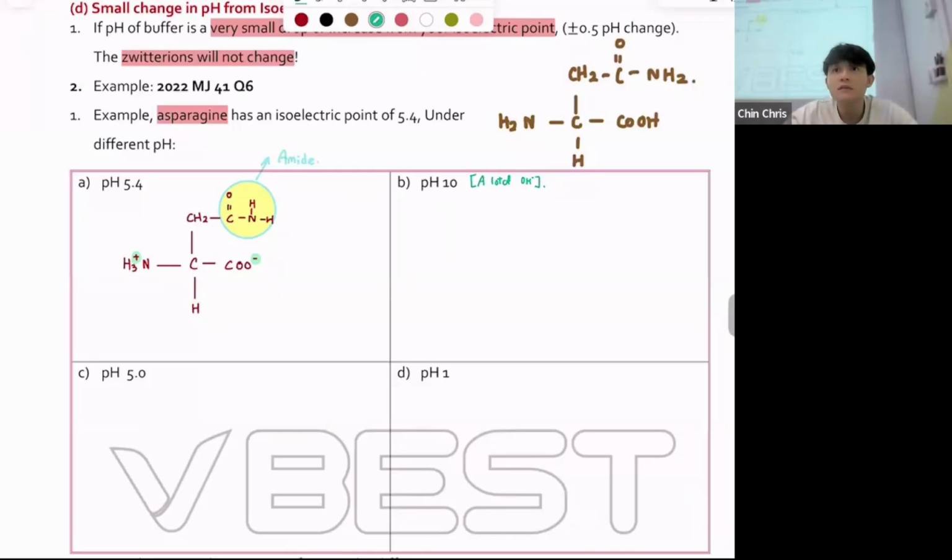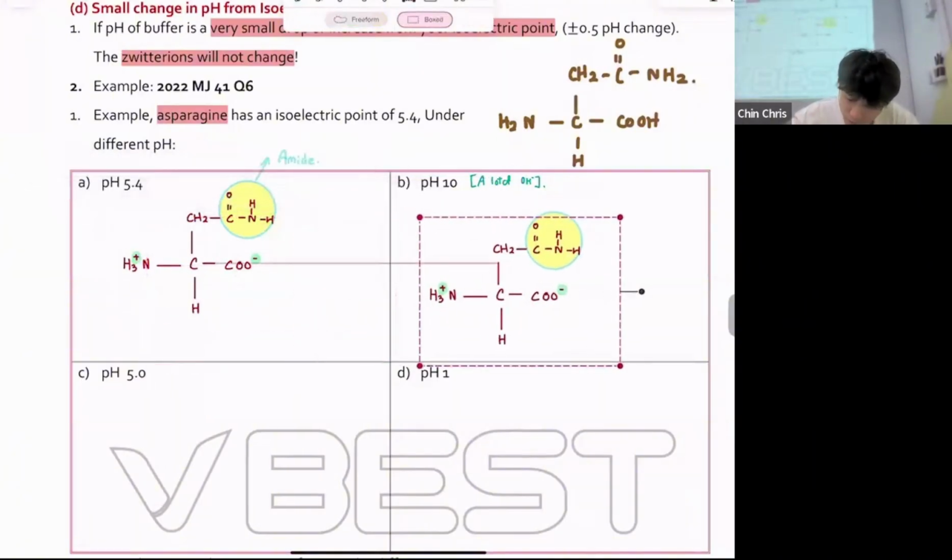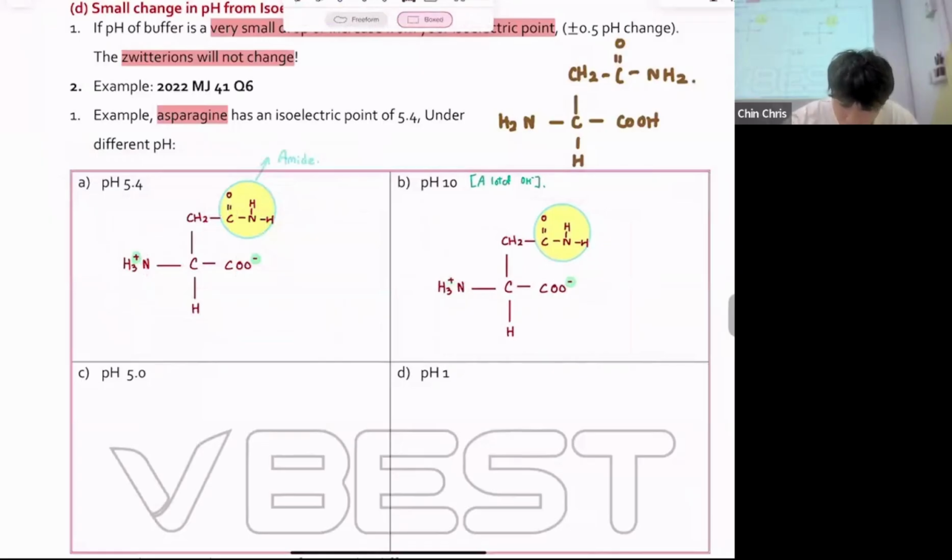Yes, guys, how? pH 10 is when you have a lot of OH minus, which means the H plus here will combine with OH minus, right? Which means this entire thingy will turn back into a NH2. Clear? Sure. Okay, guys, next, go. Correct. Only CH2 is the electron donating group.